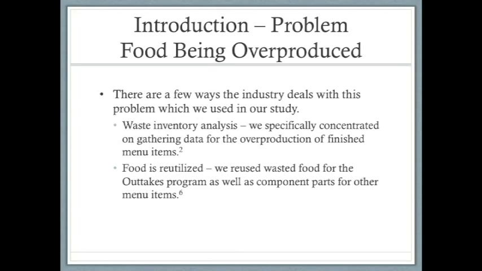And now I'm going to discuss some of the problems related to this topic. The first problem is food being overproduced. There are a few ways the industry deals with these problems, which we were able to use in our study. The industry deals with this problem by performing waste inventory analysis. And in our study, we specifically concentrated on gathering data for the overproduction of finished menu items. Another way the industry deals with it is food being reutilized. And in our study, we reused wasted food for the outtakes program, as well as component parts for other menu items.